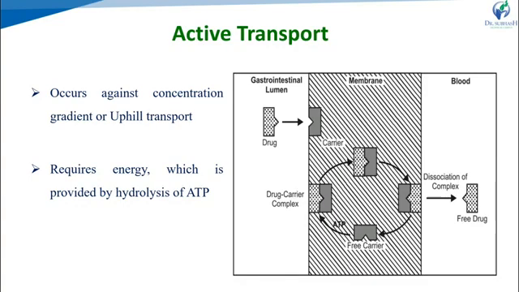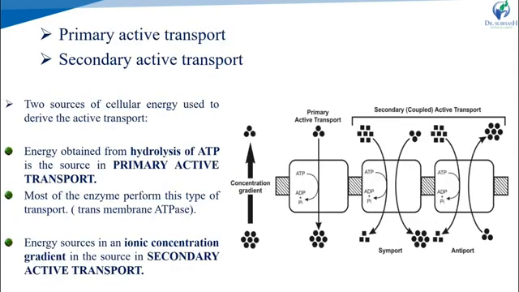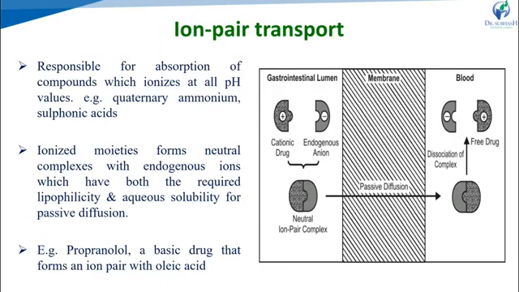Because carriers are there and saturation occurs, initially it follows first order, and after saturation it goes to zero order. That's why they follow mixed order kinetics. Active transport is further classified into two parts, primary active transport and secondary active transport, based on the source of energy. In primary active transport, energy is obtained from the hydrolysis of ATP. Most of the time, enzymes perform this type of transport. In secondary active transport, the energy source is the ionic concentration gradient.